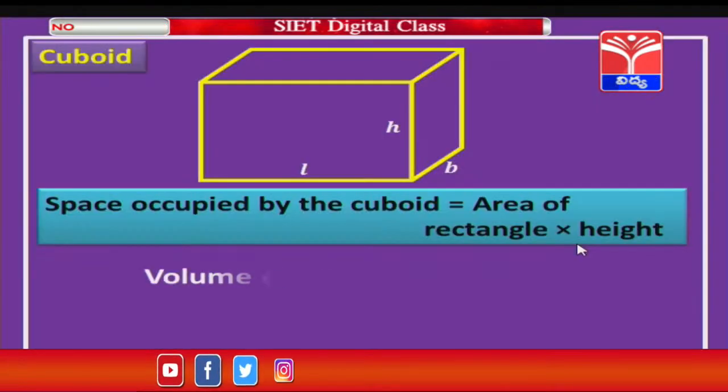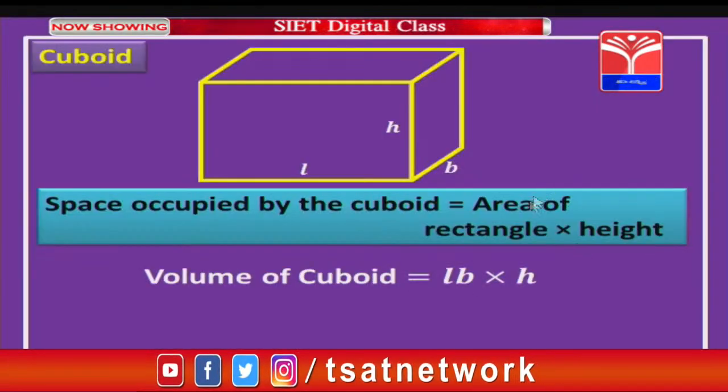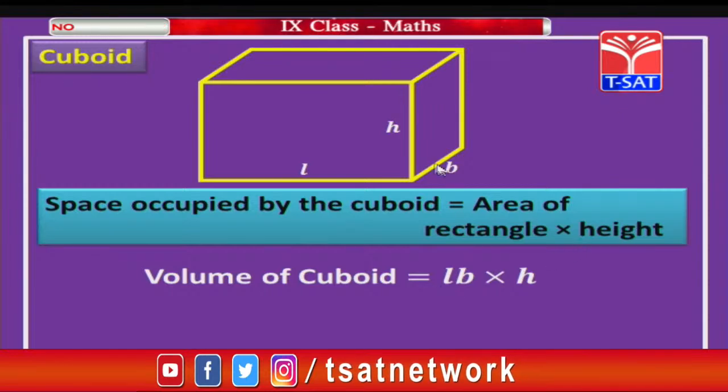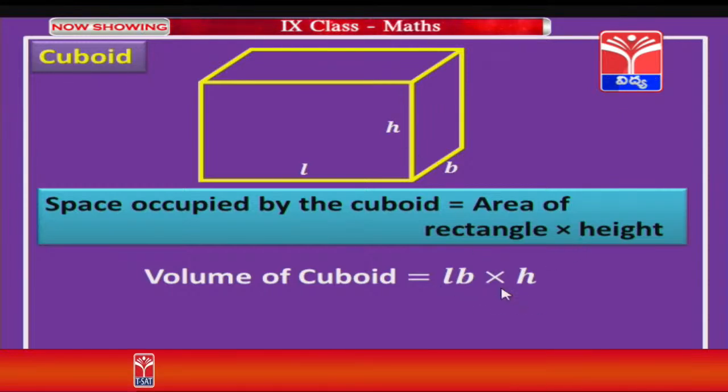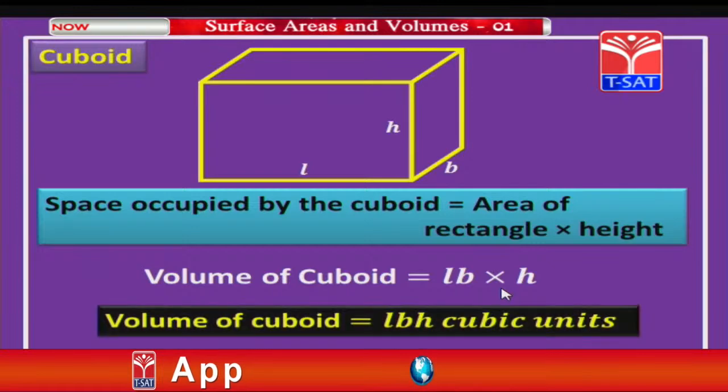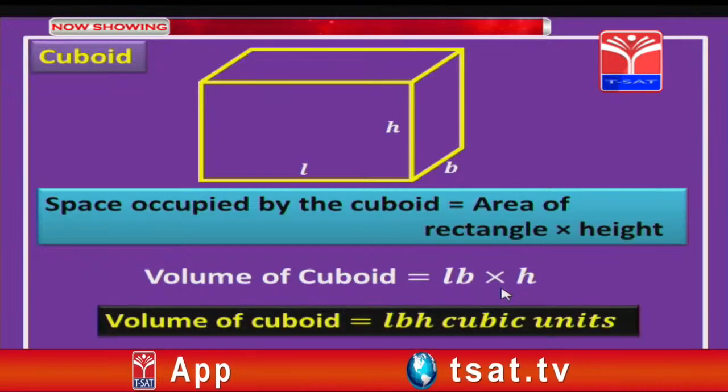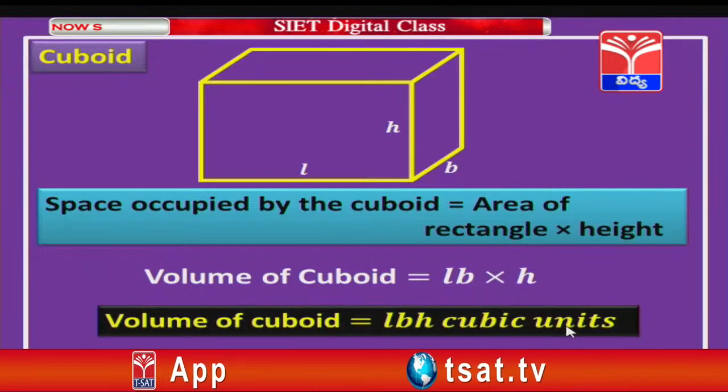Now, let us substitute the values of the area of the rectangle, that is L into B, and the height we have assumed as h. So, LB into h. So, what do you get, children? Yes, the volume of the cuboid is LBH cubic units.